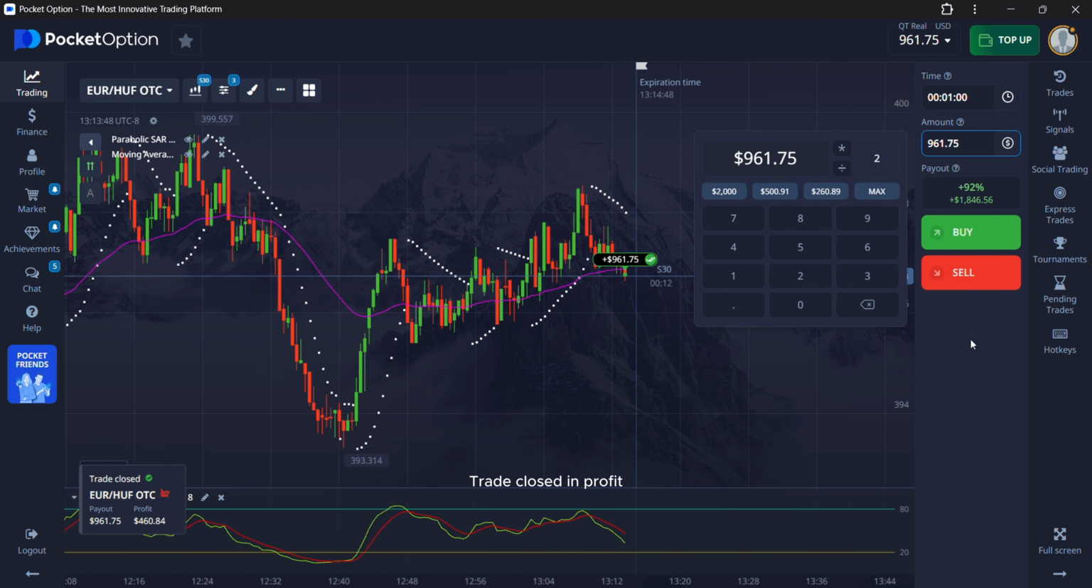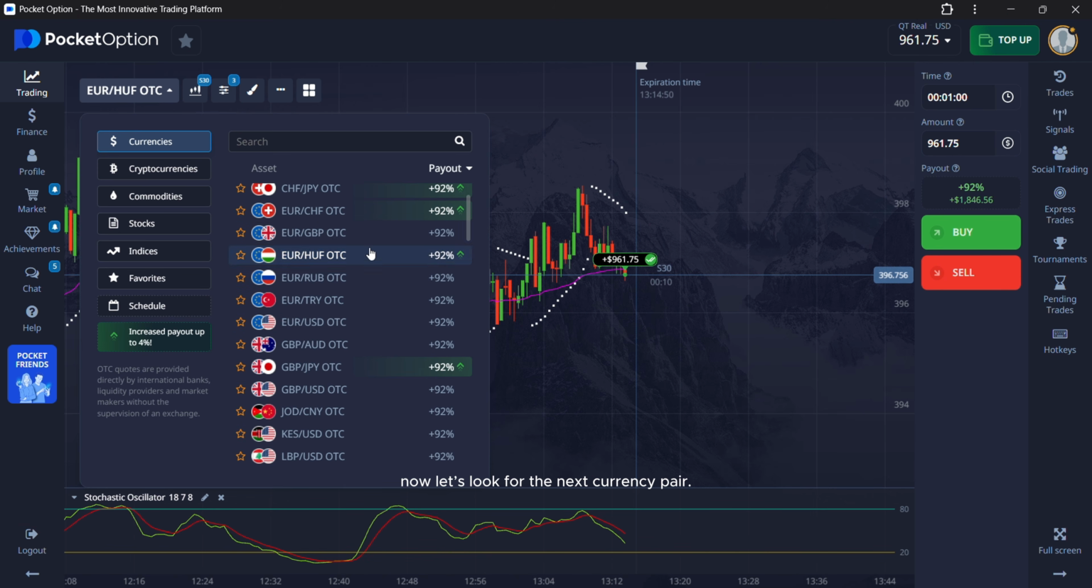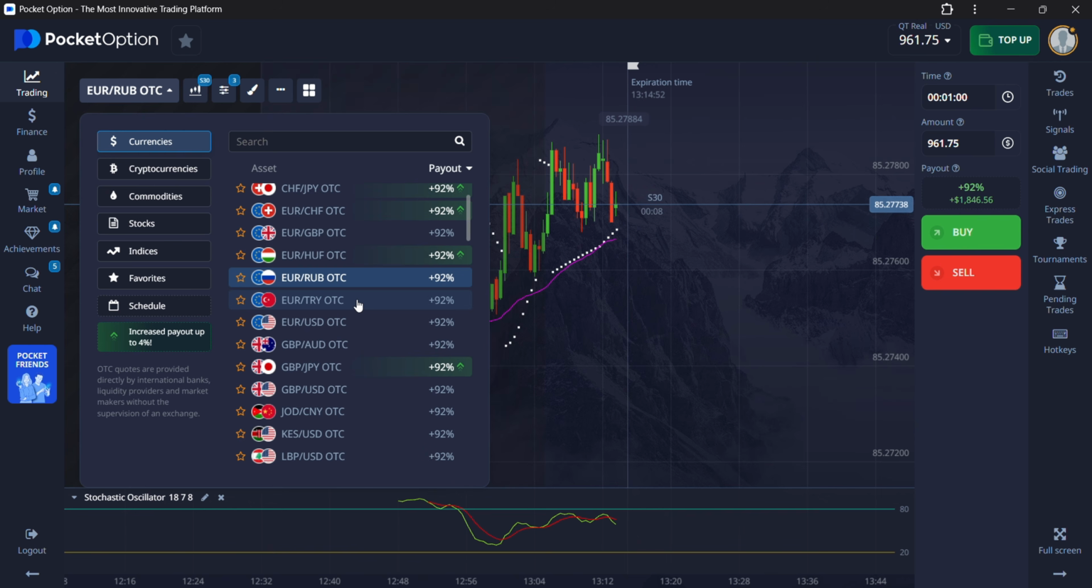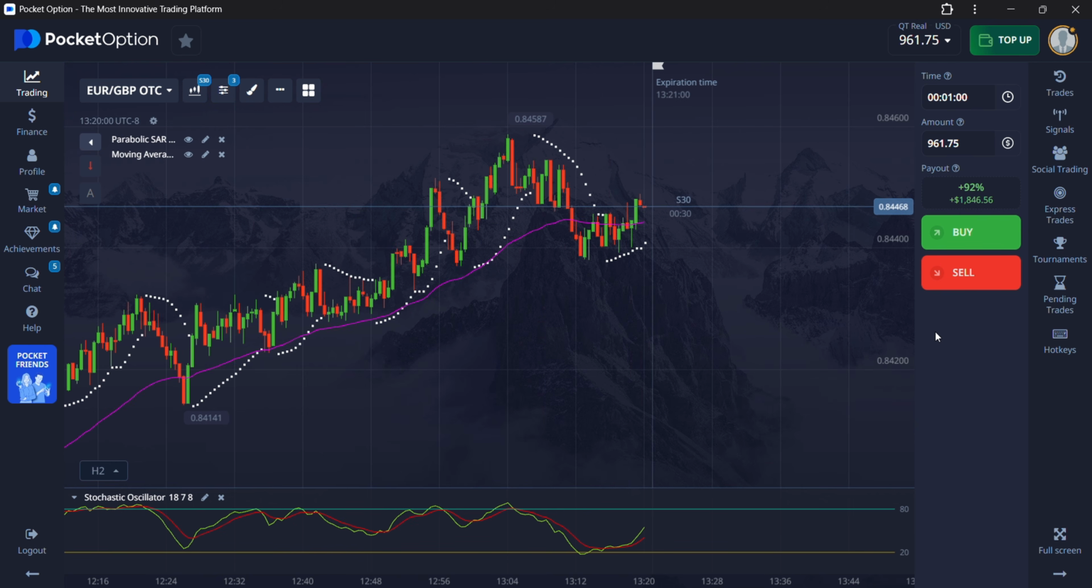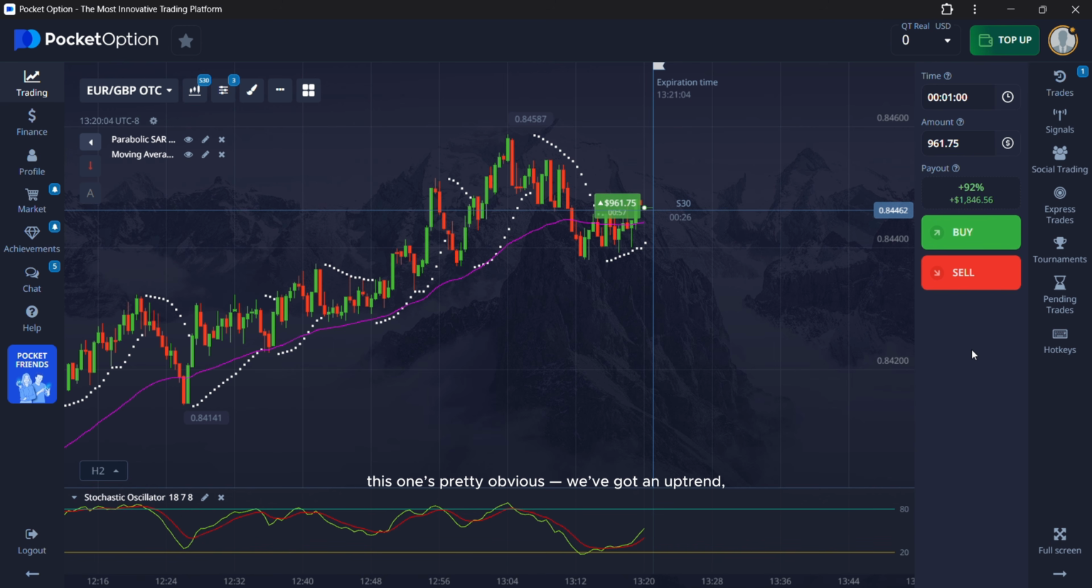Trade closed in profit. Now let's look for the next currency pair. All right, this one's pretty obvious. We've got an uptrend. SAR confirms it, and Stochastic is pushing up from oversold with the green line leading. Solid buy signals.